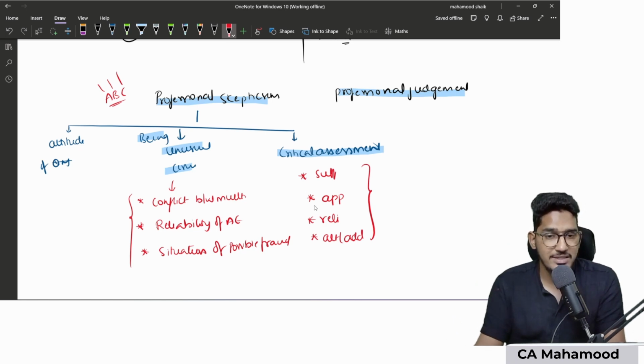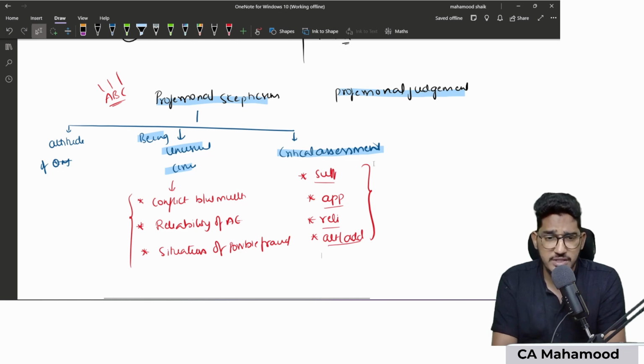So what questions you have to ask regarding evidence? Whatever evidence that you have got, is it sufficient? Is it appropriate? Are they reliable? Will they be sufficient, or do you need any alternative or additional evidences? So these are 3 aspects of professional skepticism.